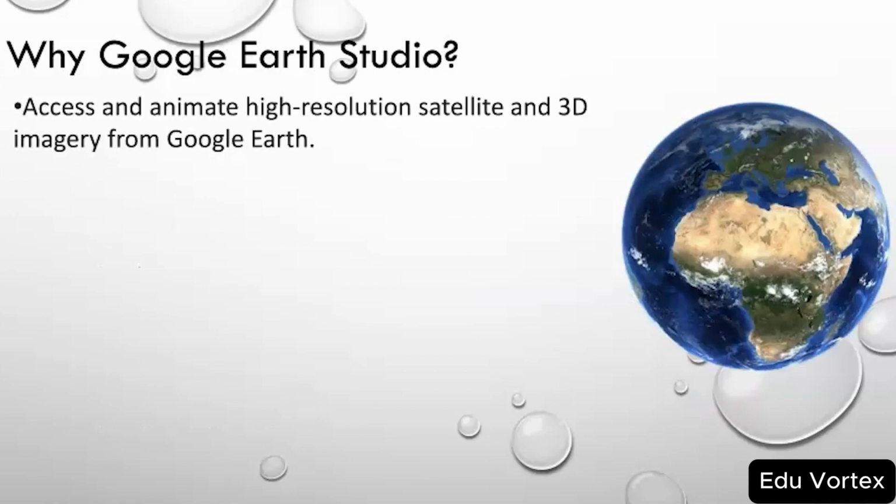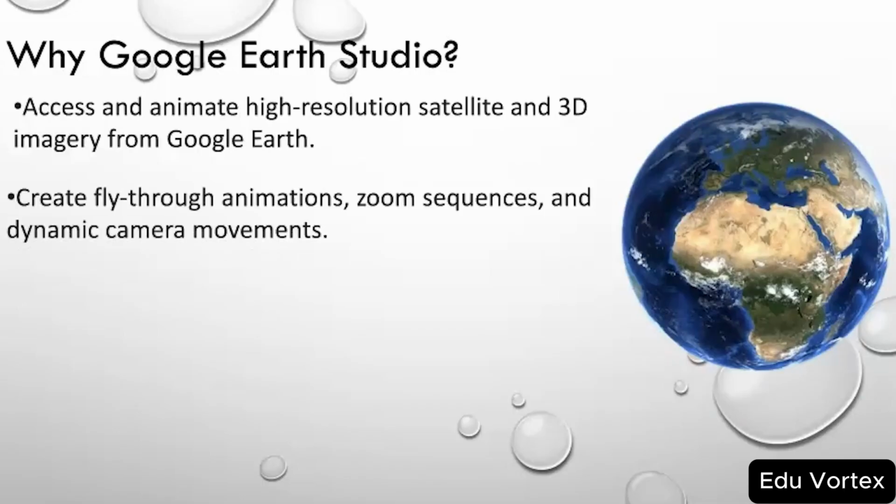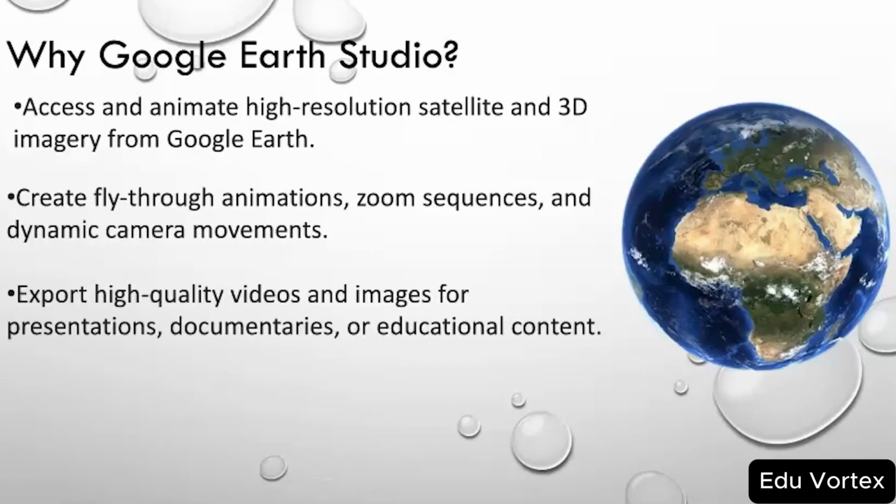And when we look further, we can see that it gives access to and lets you animate high-resolution satellite and 3D imagery from Google Earth. You can create fly-through animations, zoom sequences, and dynamic camera movements with Google Earth Studio, okay? And it can export high-quality videos and images for presentations, for documentaries, or even educational content. You can export your content very easily.